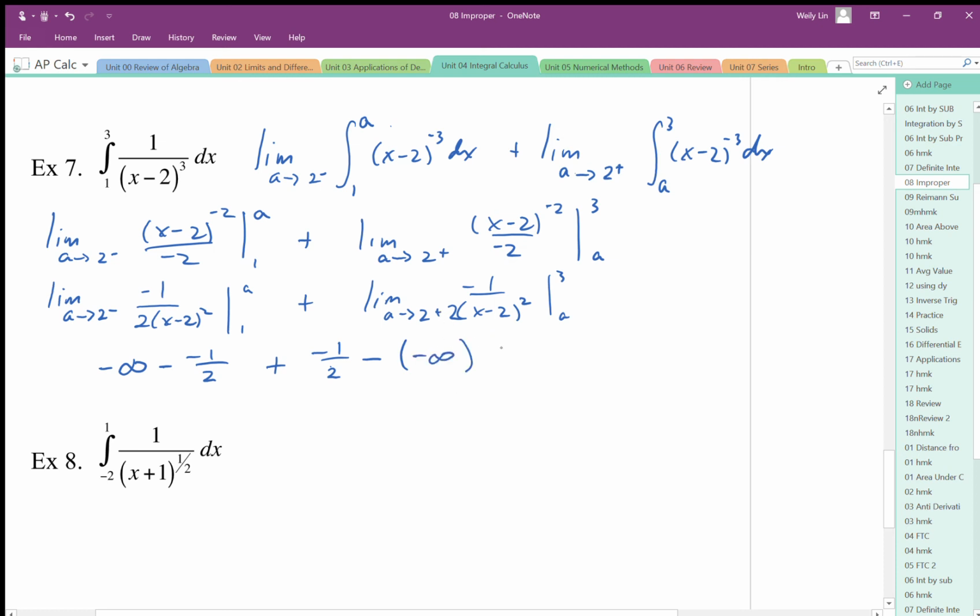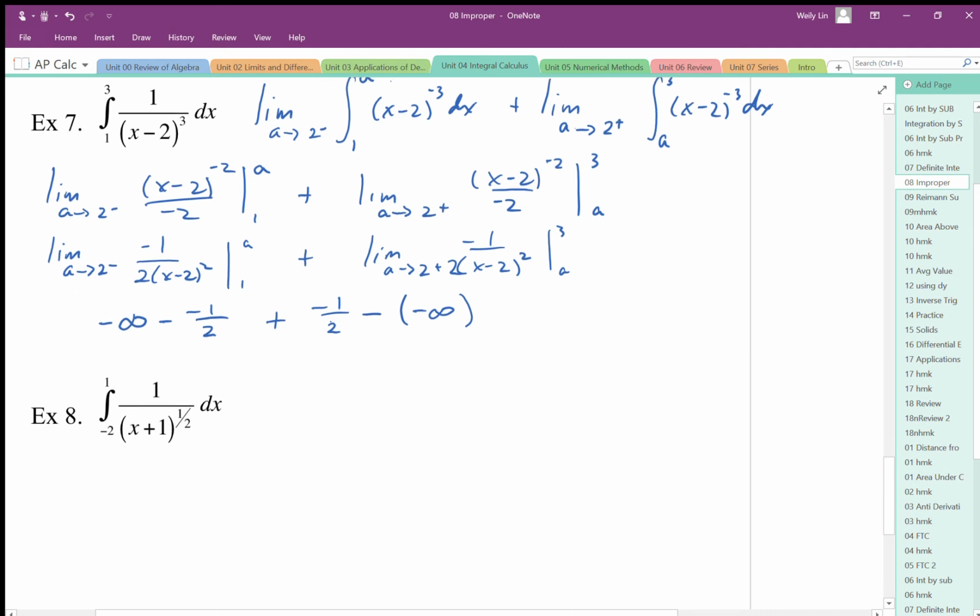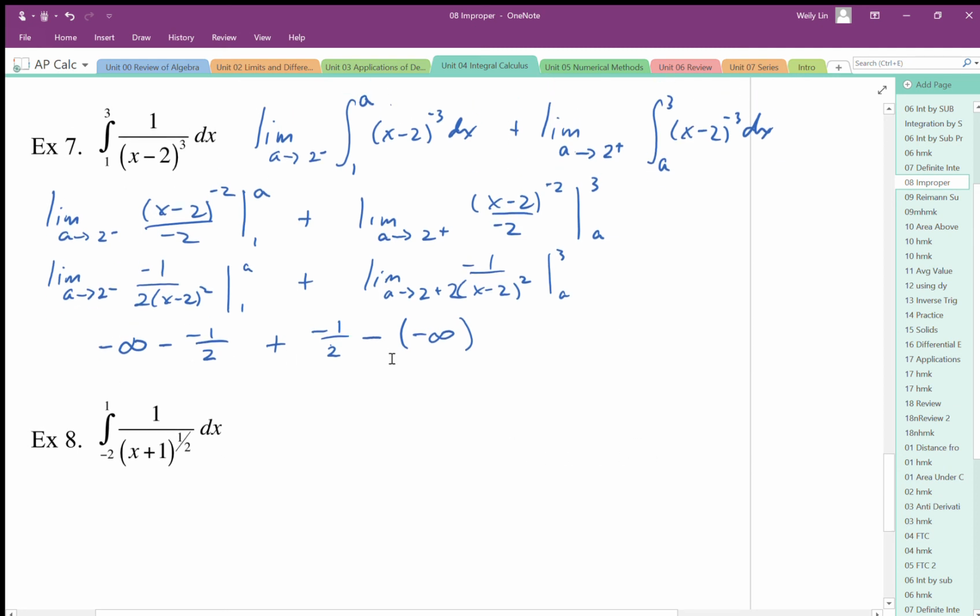And then that's going to work itself out there. I'm going to end up with, ooh, this is kind of inconsistent, but I'm going to end up with negative infinity plus 1 minus 1, so it's going to be 0, plus infinity. So that area is going to be equal to question mark. I'm going to have to double check that one.